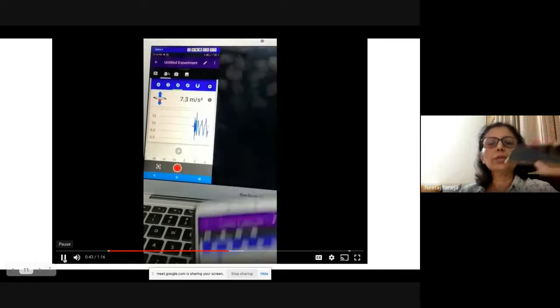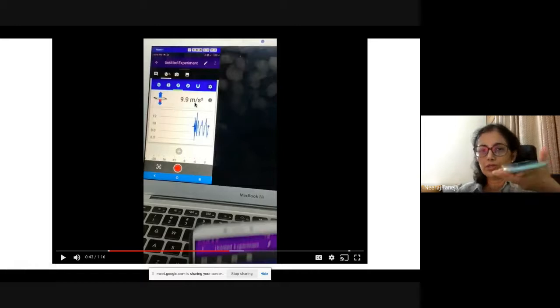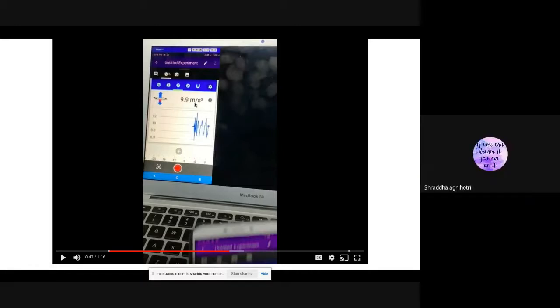So why do you think, when you keep your phone in your lap in this orientation, it is showing around 9.8? Why do you think the accelerometer sensor is showing 9.8 meters per second squared? I'm sure you can identify this value. So the gravity is acting on the phone.